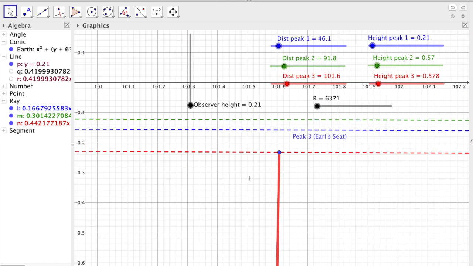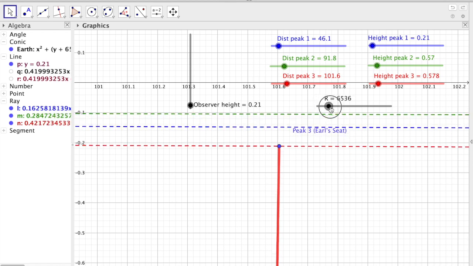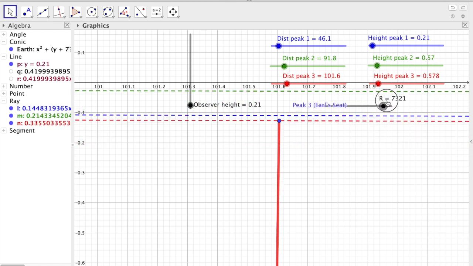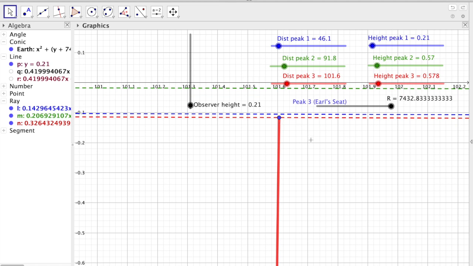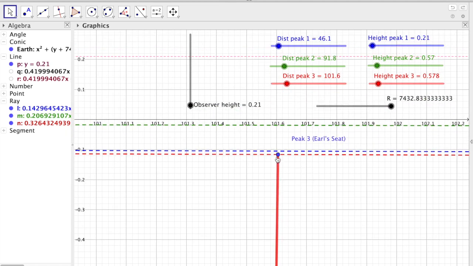And what about this last peak, Earl's Seat? We see that it is relatively far below the line of the towers. So let's see what happens. Wow, it's actually almost in line.